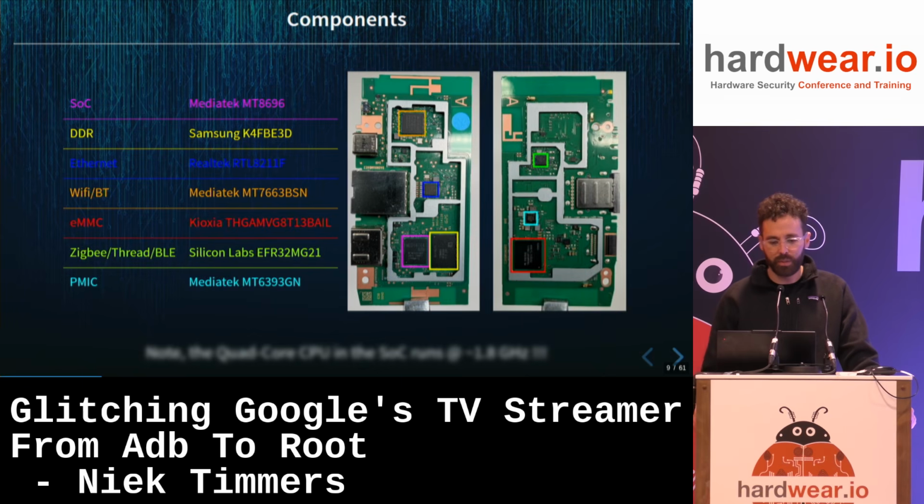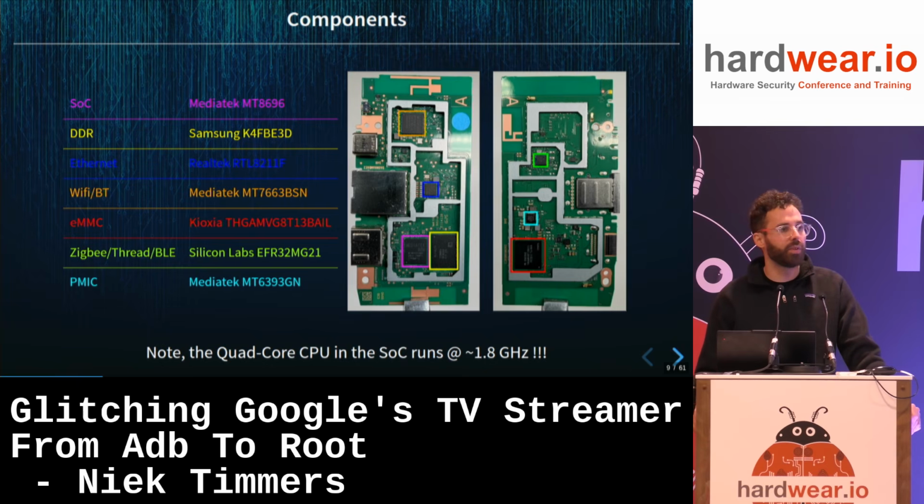On the other side of the PCB, there's an eMMC, which is also external to the SoC. There's another SoC for another type of wireless connectivity, so for Zigbee, Thread, low power Bluetooth. And there's a PMIC providing power to the chips that need it on the PCB. The CPU inside the SoC has a base frequency of 1.8 gigahertz. I think it can be clocked up to 2.1. And it's a quad-core CPU. Keep that in mind, because that is the actual target of this research.